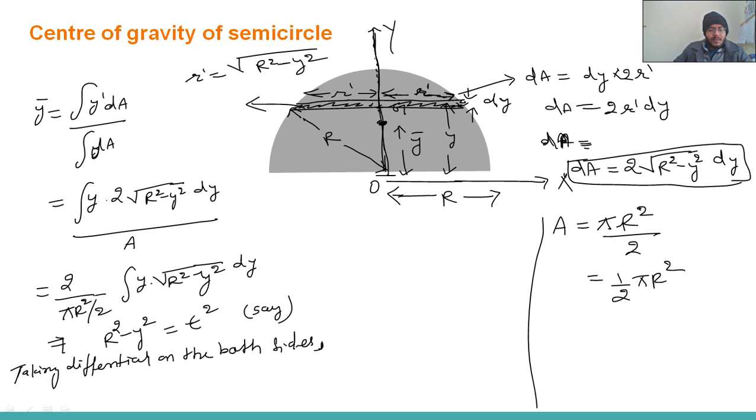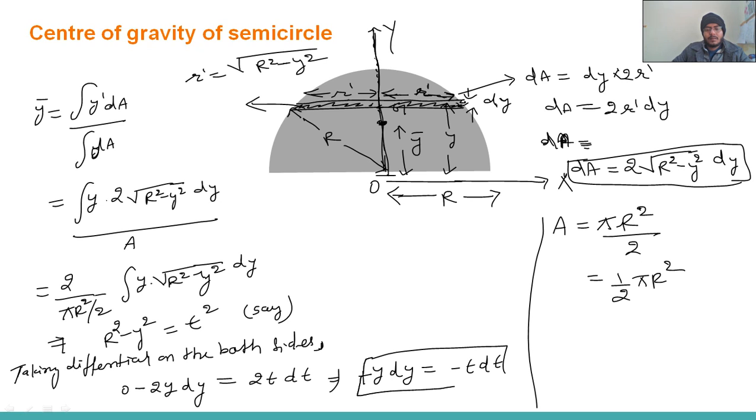So what will come? See, r square is constant, so differentiation of a constant will be 0, minus 2y dy is equal to 2t dt. Right? So from here we can write minus y dy, or we can write plus y dy is equal to minus t dt. Okay. So now put the value of this.